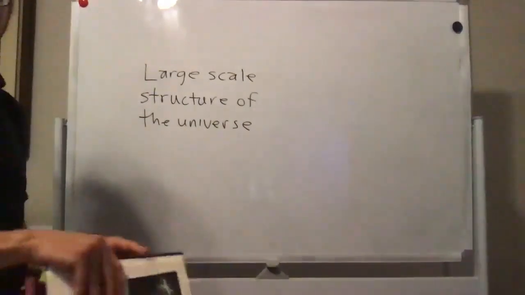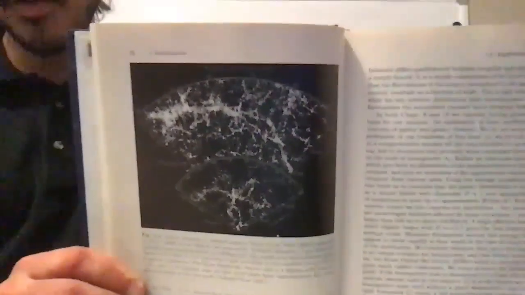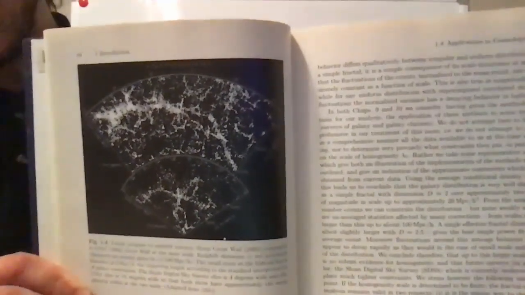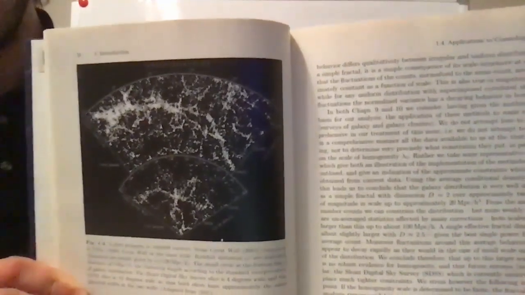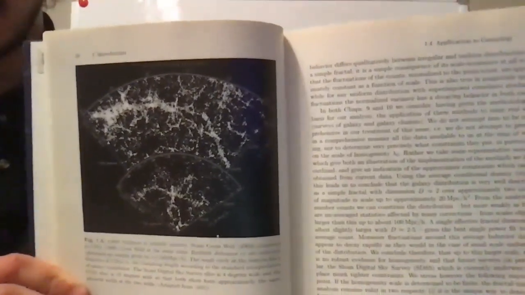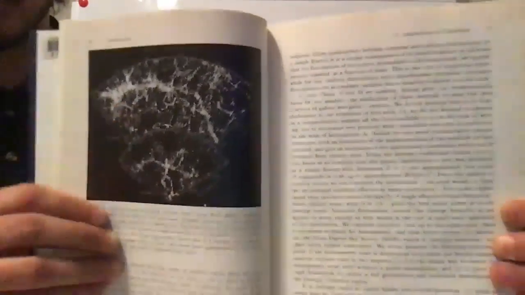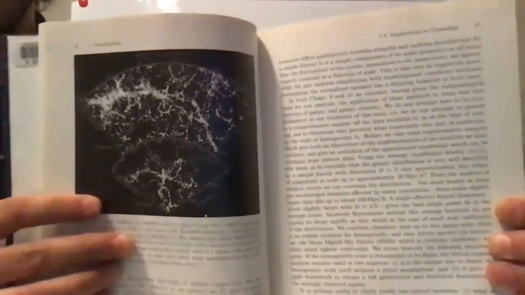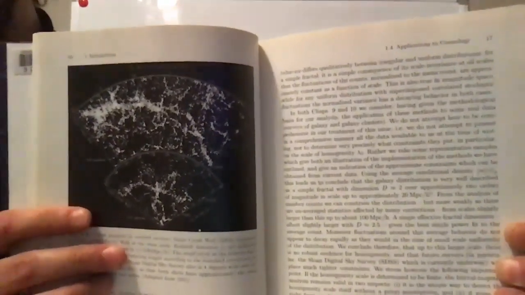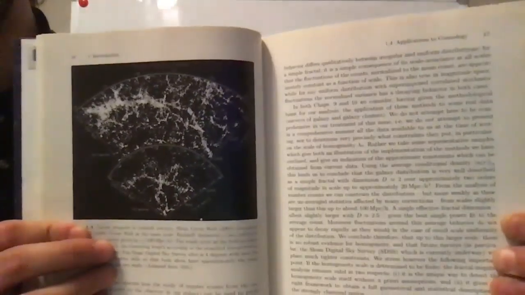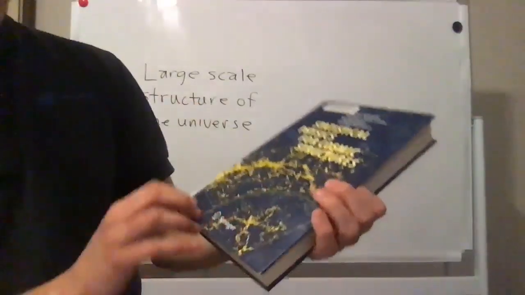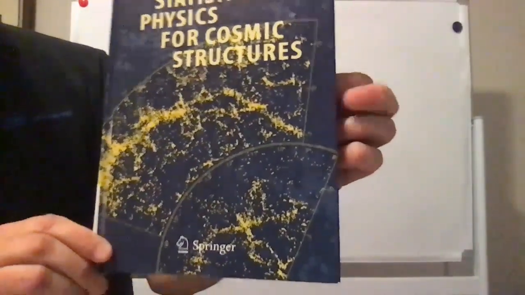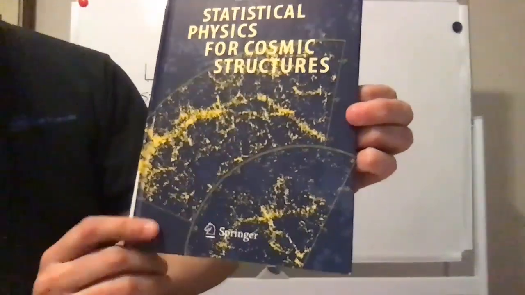So this is how the large scale structure of the universe looks. Each bright point is a galaxy. And we can map it out to a very high redshift, so very early in the universe. You can see it a little bit better here. So it's the same stuff.